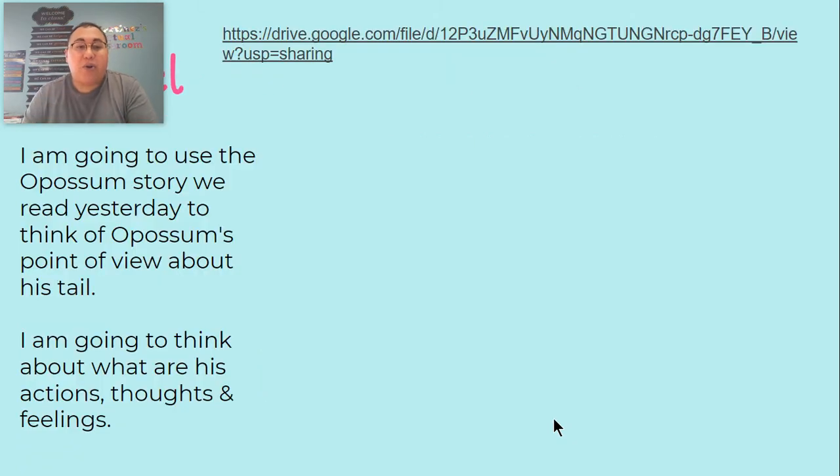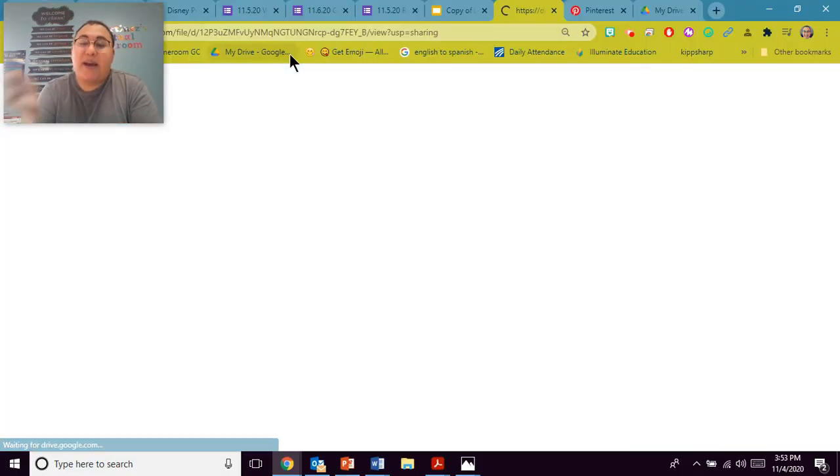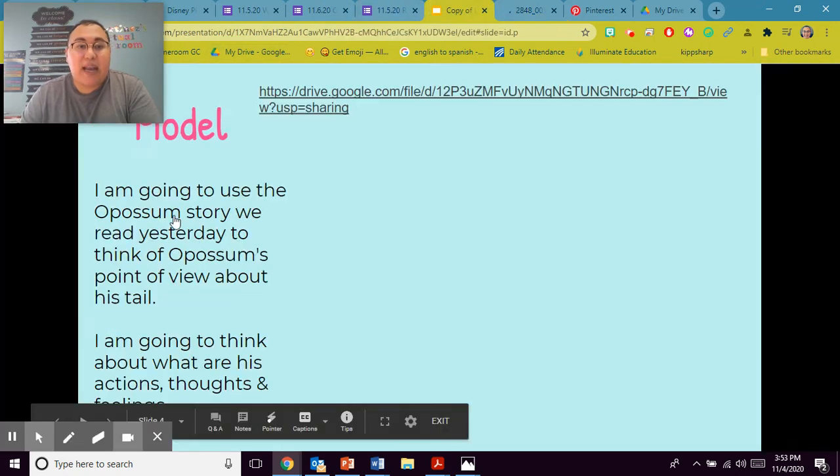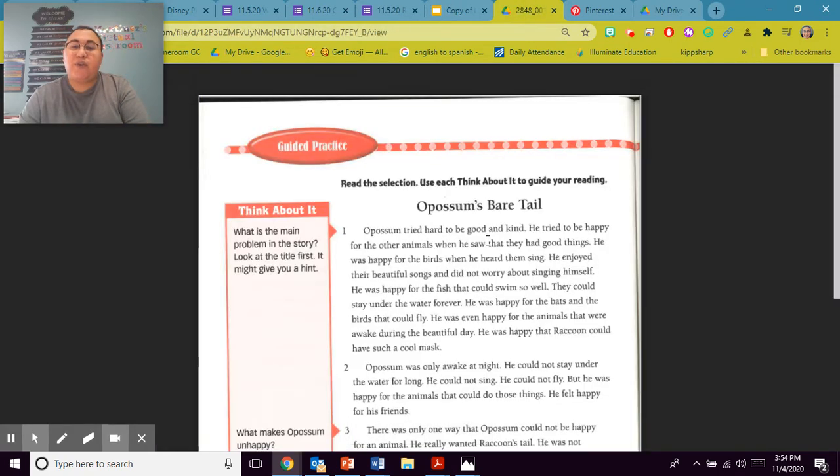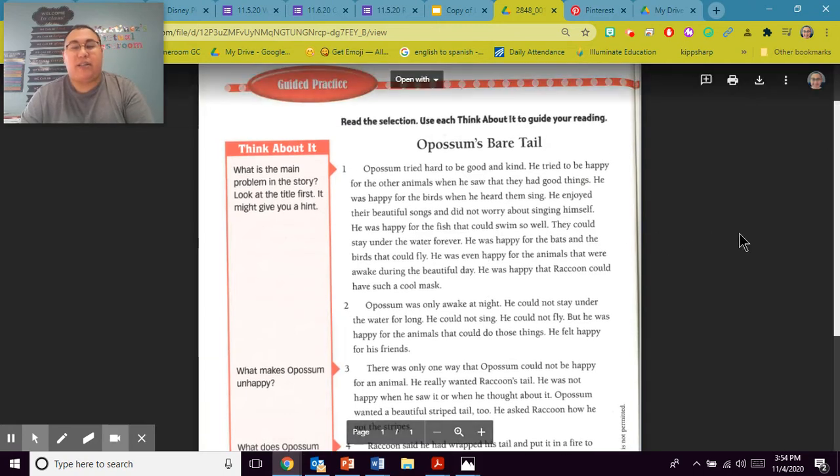So I'm going to model using a possum story that we read yesterday. And as I'm reading, I'm going to think about a possum's point of view about his tail. I'm going to think about what are his thoughts, his actions, and his feelings. So let's first quickly read A Possum's Bare Tail. And as I'm reading, you're going to be thinking about what were his thoughts, his actions, and his feelings.